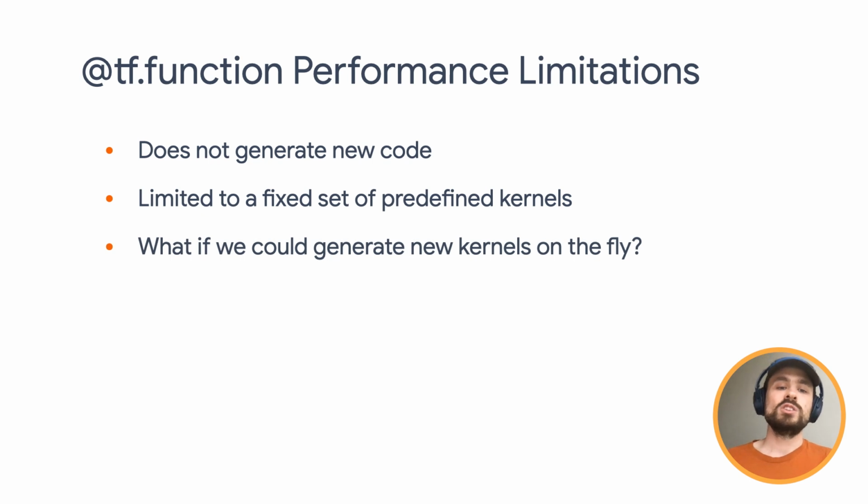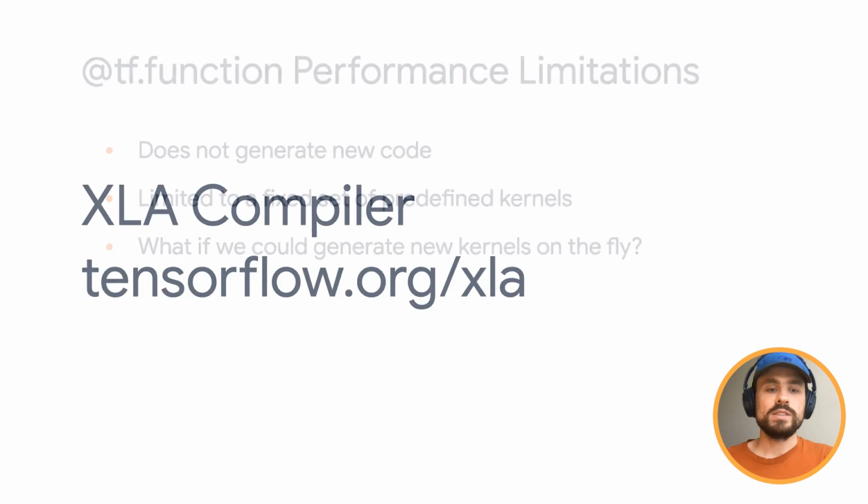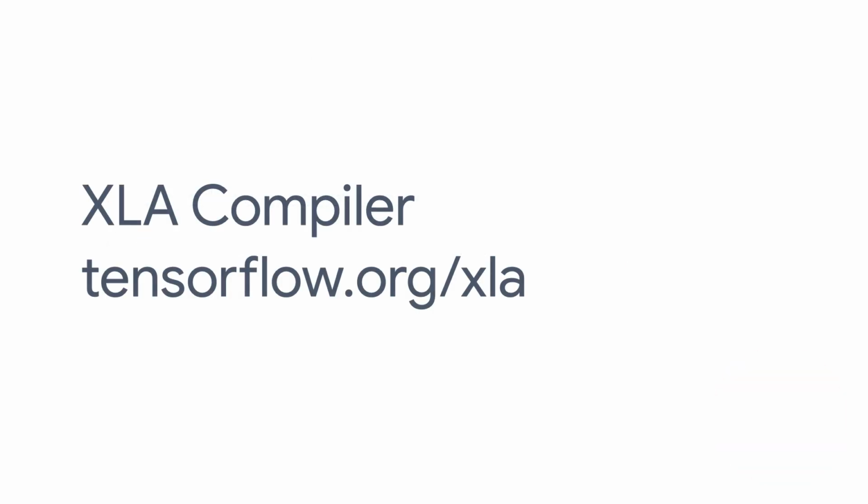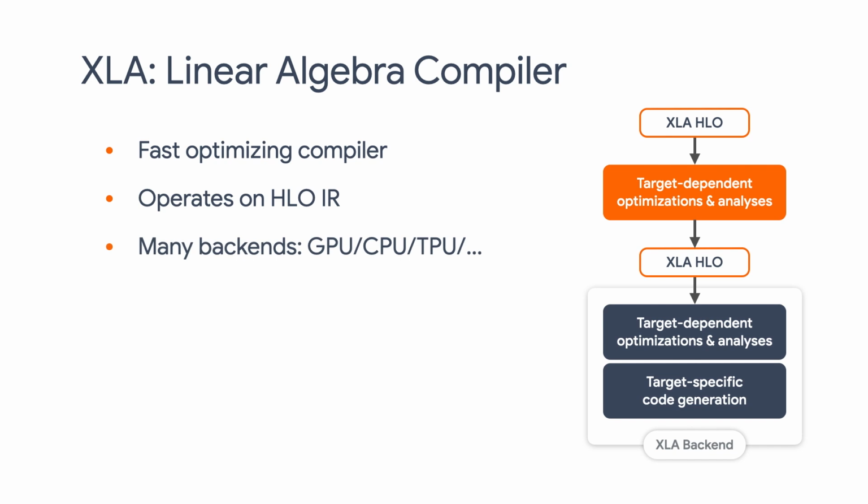However, the optimizations performed by TF function alone are driven by pattern matching and limited to a set of kernels found in TensorFlow. No new kernels will be generated during the optimization. But what if we could generate new kernels on the fly, specifically optimized for the task at hand we are using now? And that's exactly what the XLA compiler can do. XLA, which stands for Accelerated Linear Algebra, is a domain-specific compiler for linear algebra, which can emit code for multiple backends, including GPUs, CPUs, and TPUs.